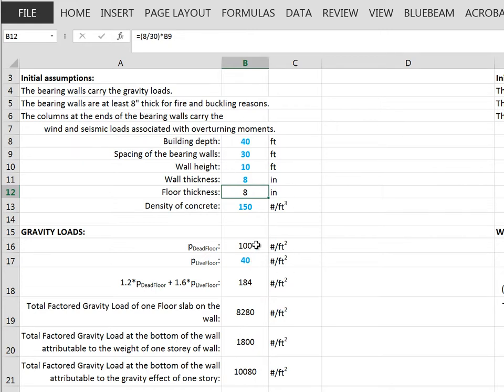Okay, so we have gone through this point, and we've found that the total factored gravity load on the floor is 184 pounds a square foot.